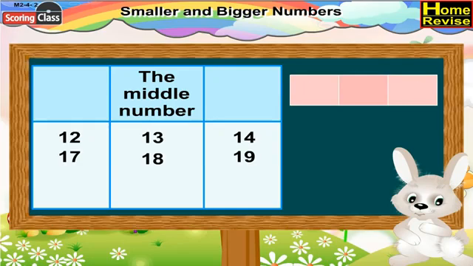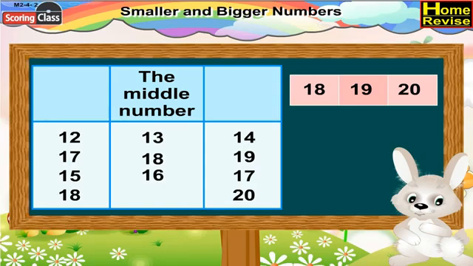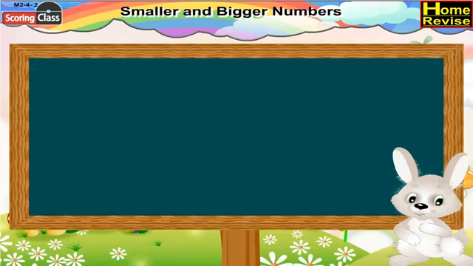Now let us find the number which is in the middle of 15 and 17. You're right, it is 15, 16 and 17. So the number is 16. Now 18 dash 20. Yes, it is 18, 19, 20. So the number which comes in the middle is 19. Kids, we have learnt about before. We have learnt about middle number.